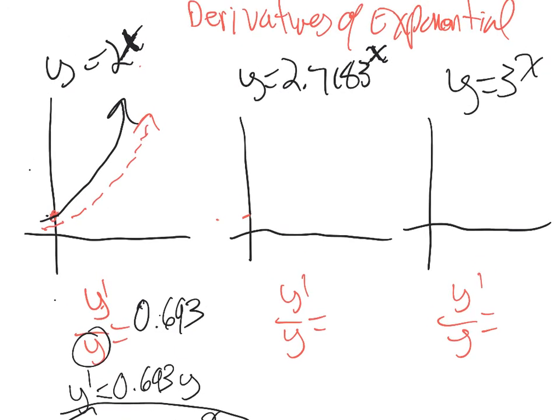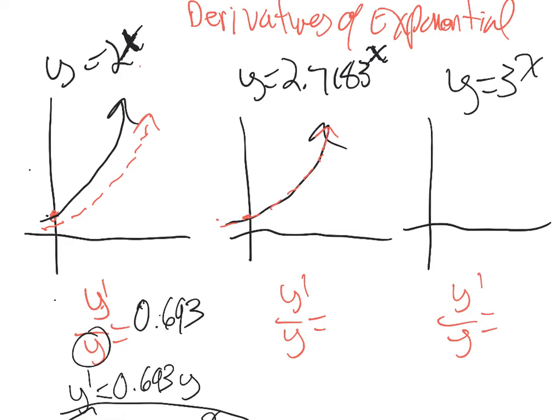Okay, so we can go back and look at Desmos. Back over to here, and we could draw our 2.7183 to the x, and then we can draw the derivative. Well, what is the derivative? It's right over top of the function. Okay, they are the exact same.